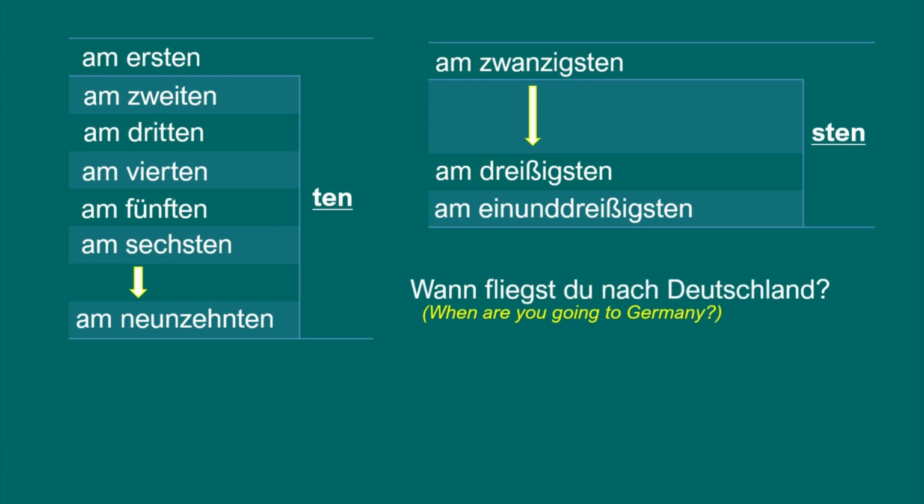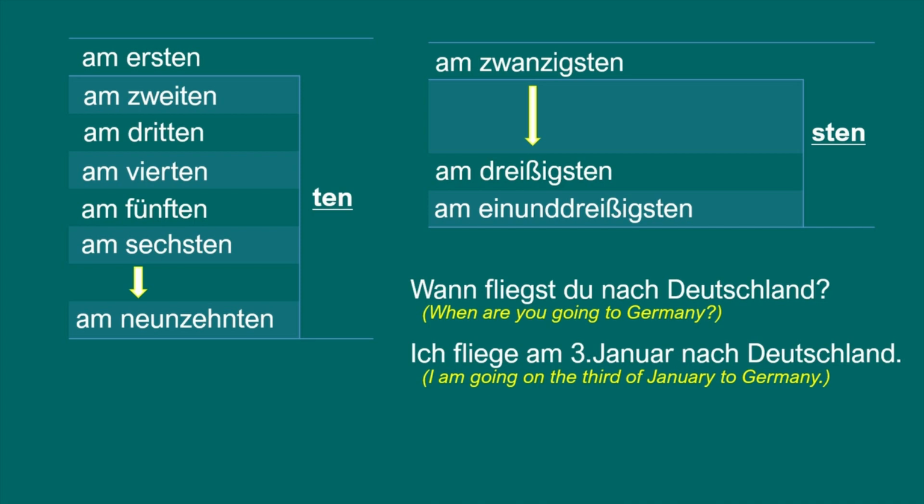Wann fliegst du nach Deutschland? When are you going to Germany? Ich fliege am 3. Januar nach Deutschland. I am going on the 3rd of January to Germany.